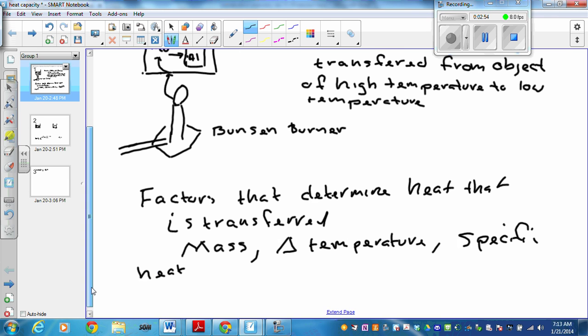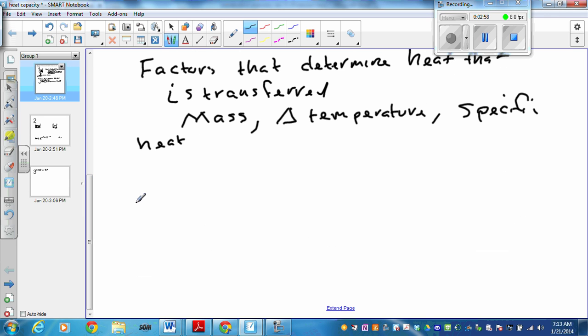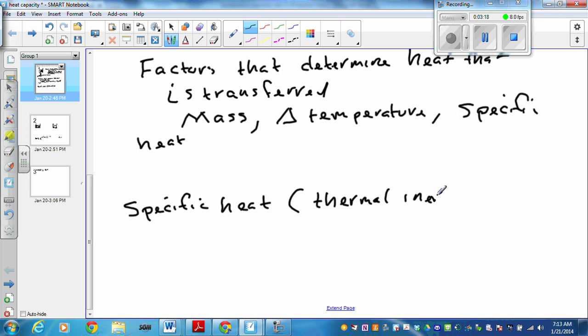So we should take a moment and define this term, specific heat. So specific heat can be thought of like thermal inertia. And when we say thermal inertia, what we're saying is the resistance to change in temperature. So an object with high specific heat will resist temperature change.